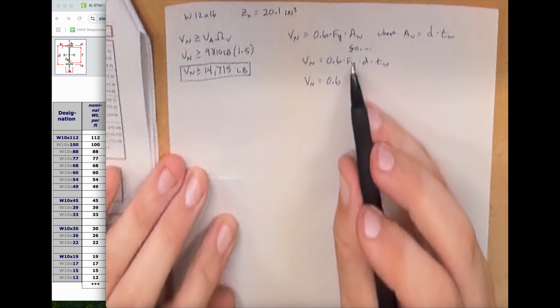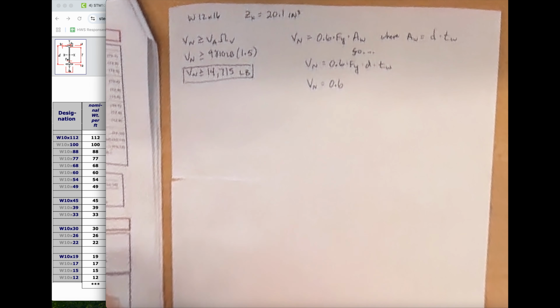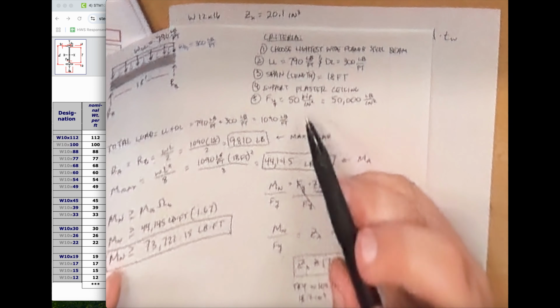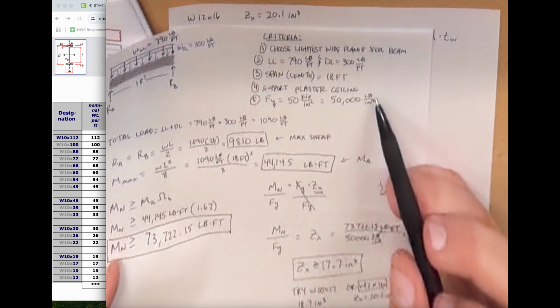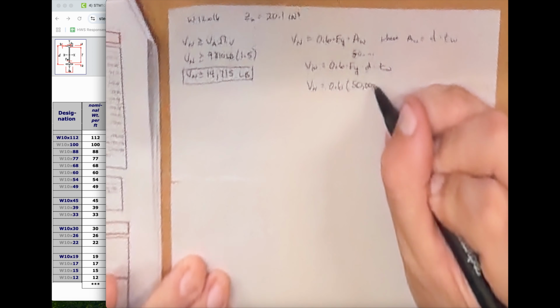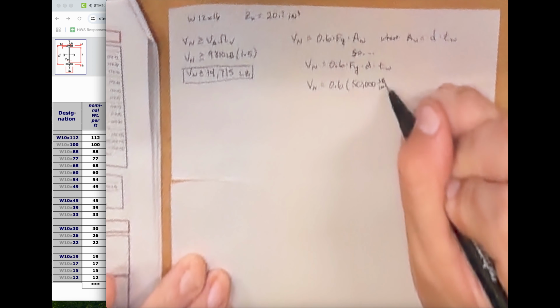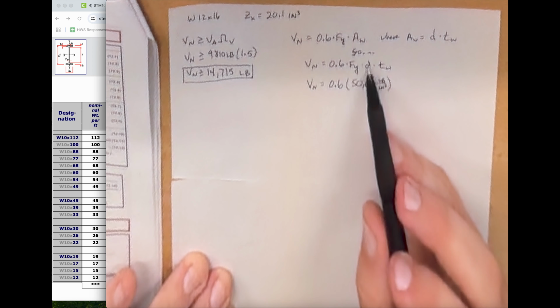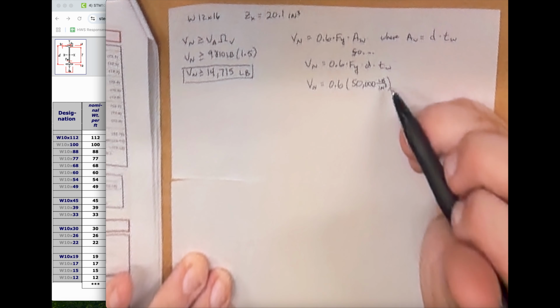0.6, now this is Fy. So as you remember, our Fy value for this is going to be equal to, let's see here, what was that? Perfect. Fy in our case is equal to 50 kips per square inch, which is 50,000 pounds per square inch. And I will tell you that you might be thinking, oh, this is square inches, we might need to convert. What you're going to end up finding is the depth and the web thickness are going to be in actual units of inches.